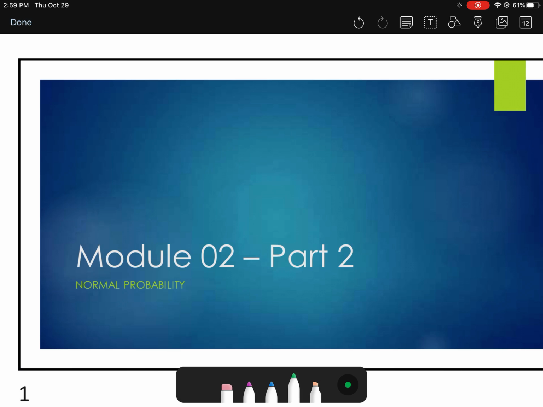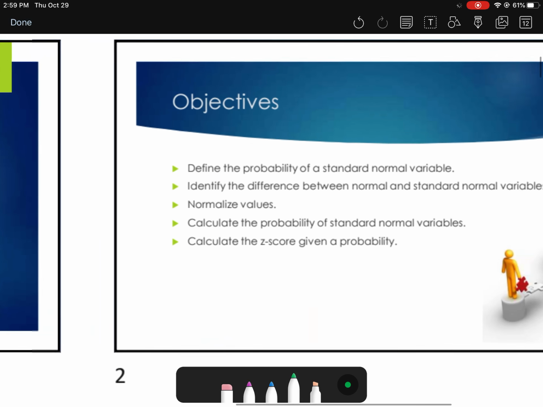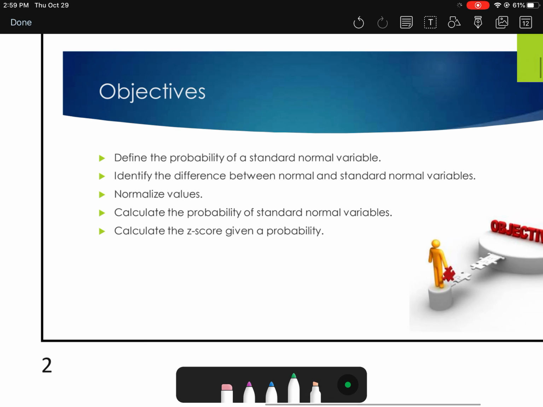Hi class, and welcome to Module 2, Part 2. We're still going to be talking about that normal probability.